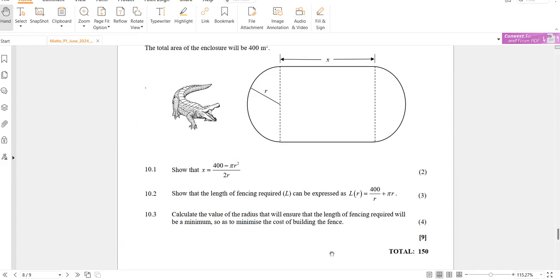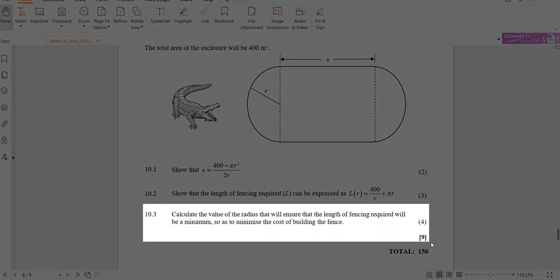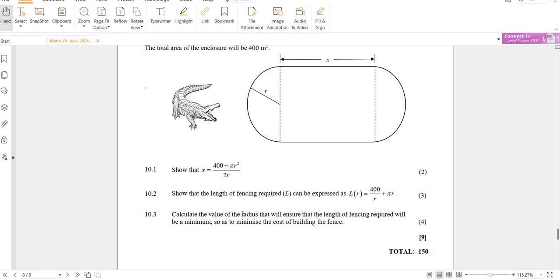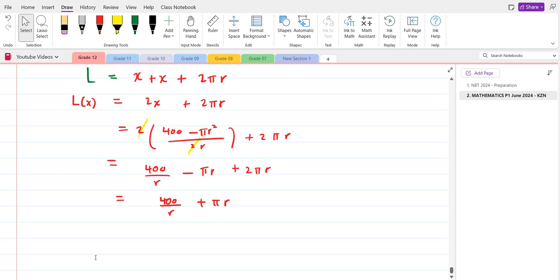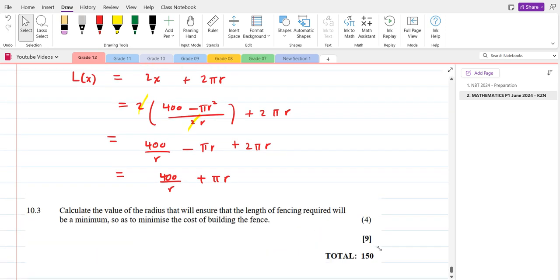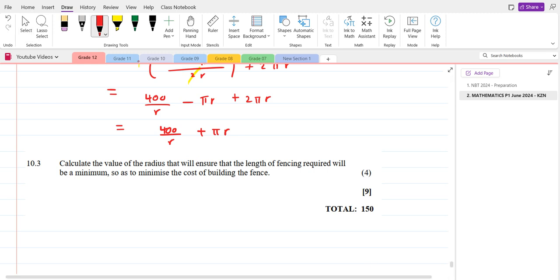Now calculate the value of the radius that will ensure that the length of fencing required will be a minimum, so as to minimize the cost of building the fence. We only want the value of the radius, right? That's all we want. So we need to differentiate and solve, because we want to minimize the length of the fencing required.